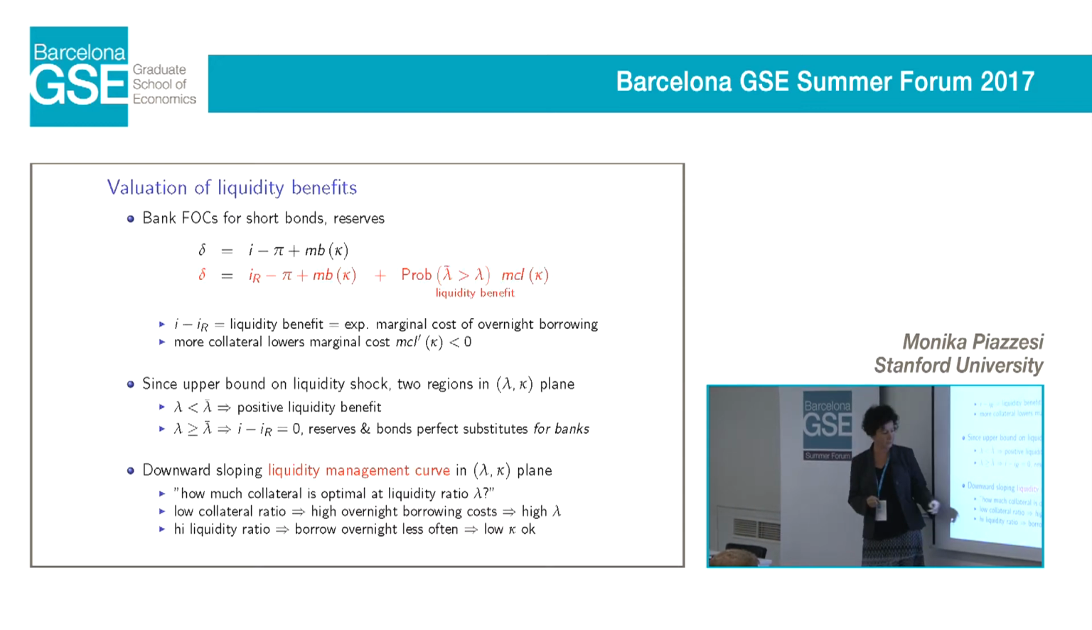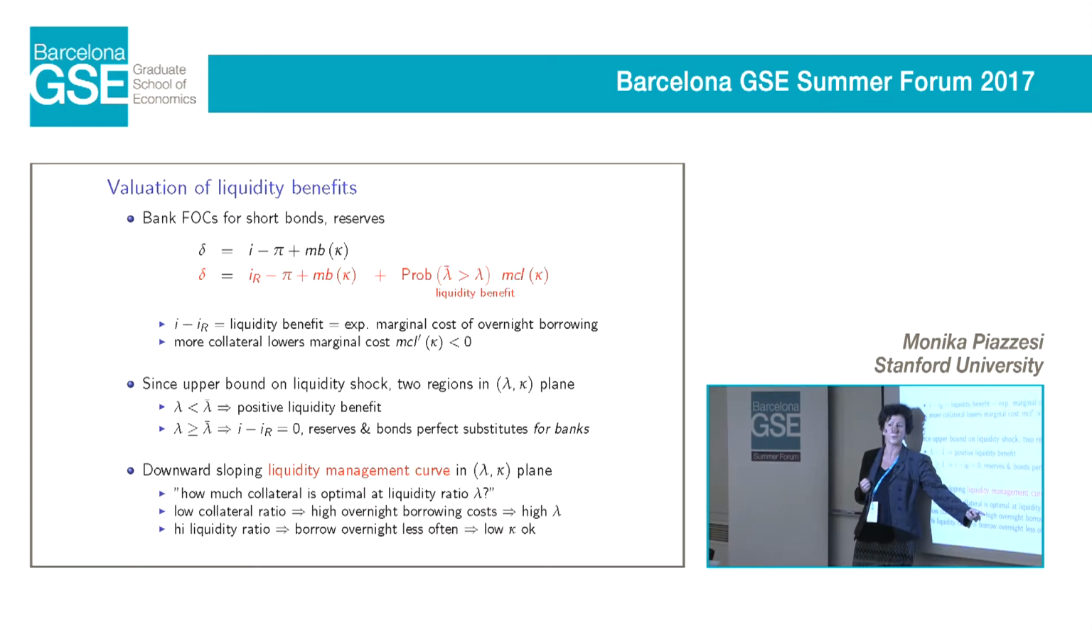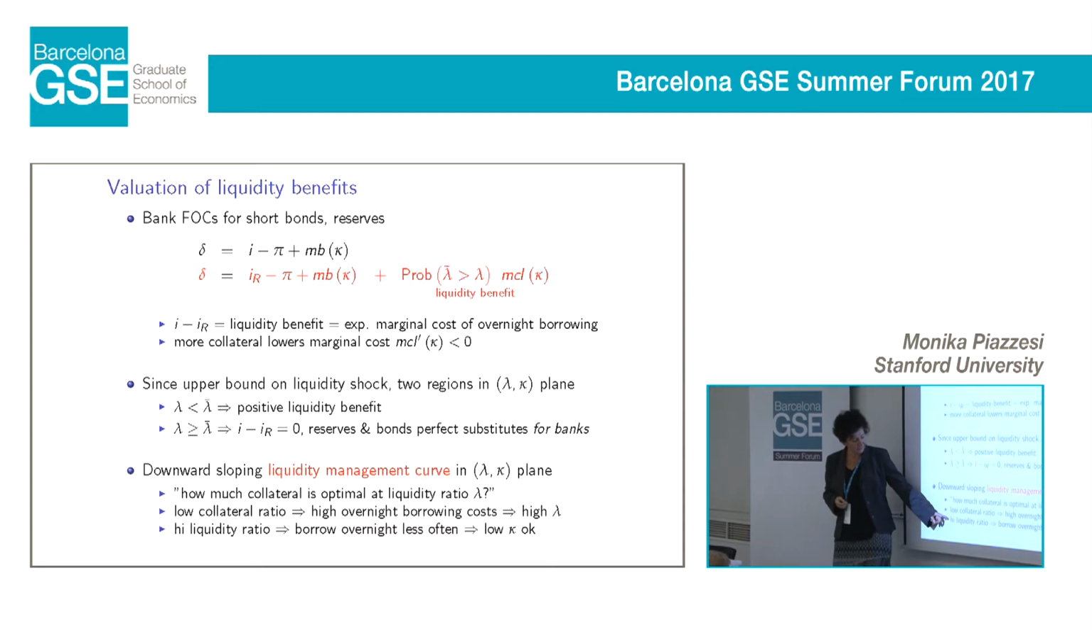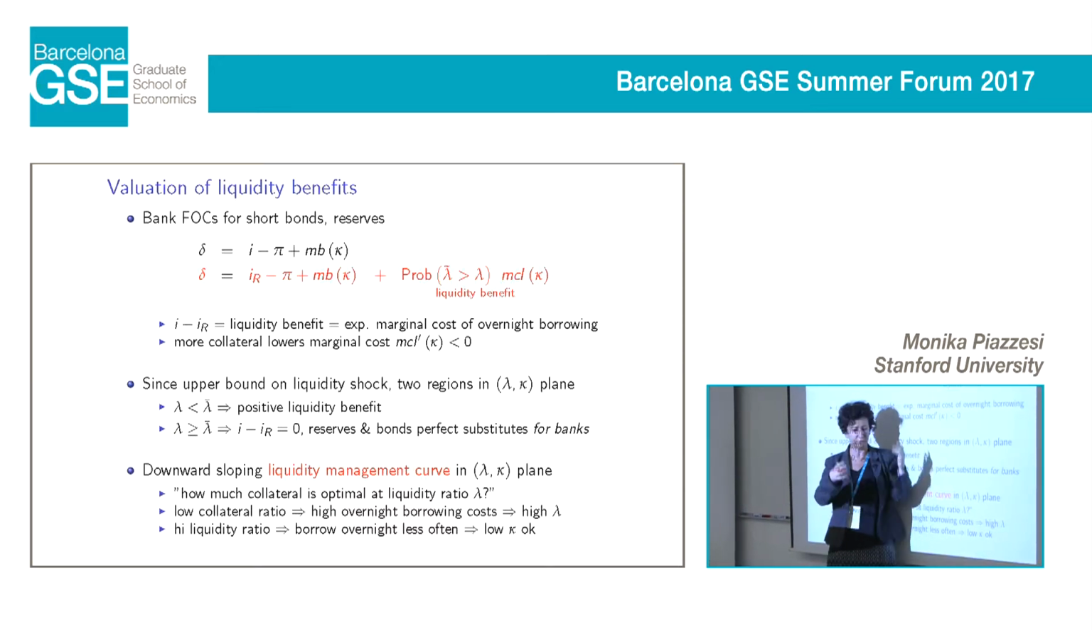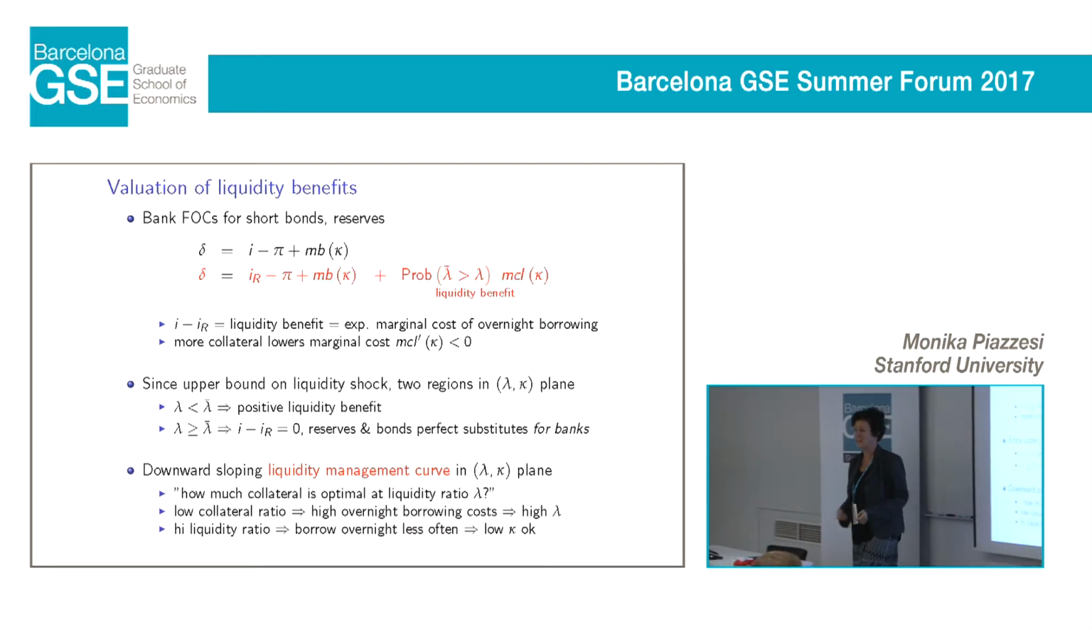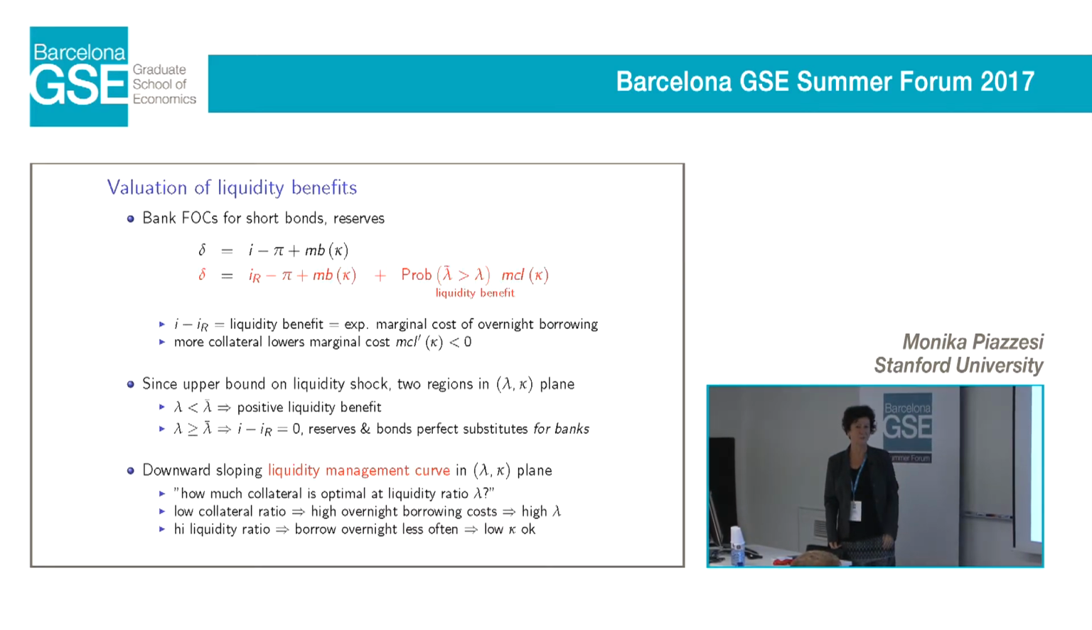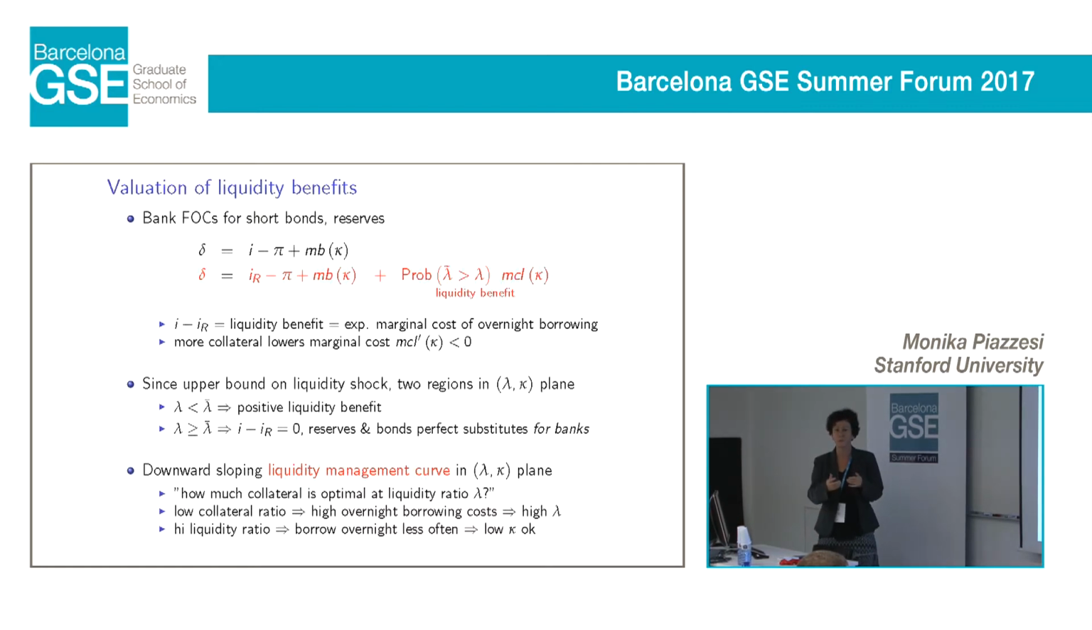What's the connection between the two? If you have a low collateral ratio, if you have low assets to debt, then your costs of overnight borrowing are high. And then you choose ex ante to hold a lot of reserves because you don't want to get into the situation where you have to borrow from another bank. I can say this equivalently: if your liquidity ratio is high, you have a lot of reserves, then this event happens less often. You run out of reserves less often, and then it's fine to have a low collateral ratio because you don't borrow from other banks very often. So it doesn't matter to you that if you do, it is expensive.